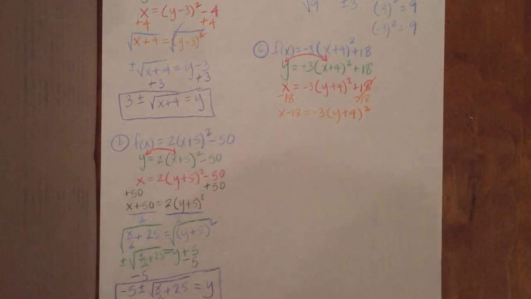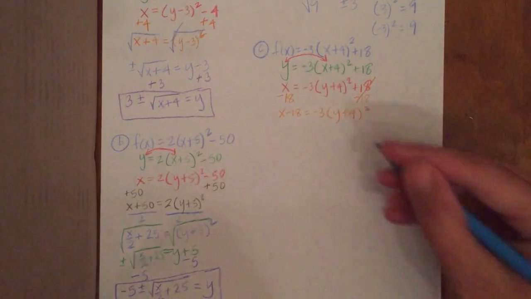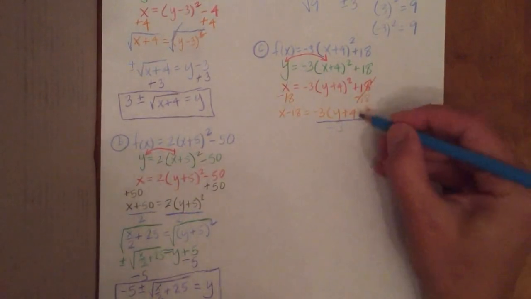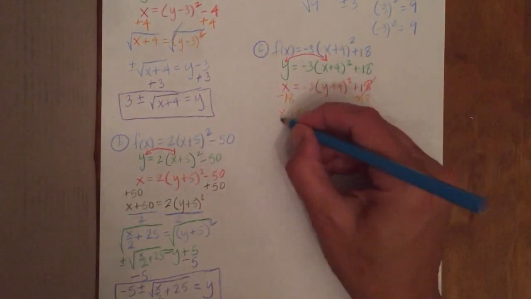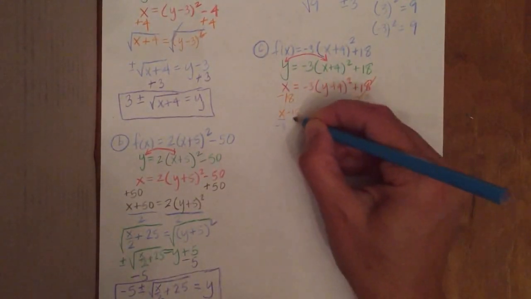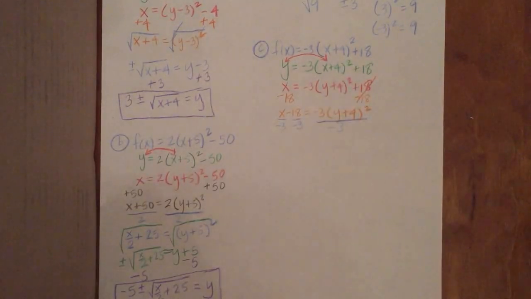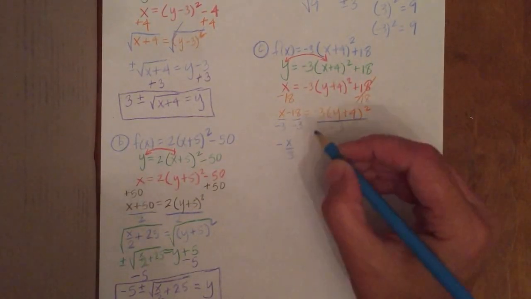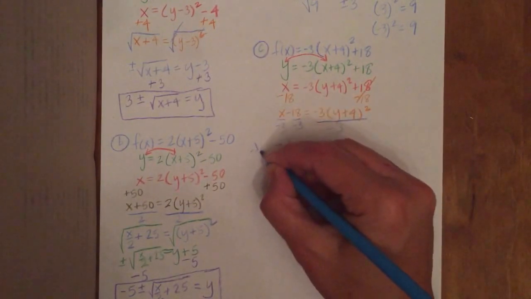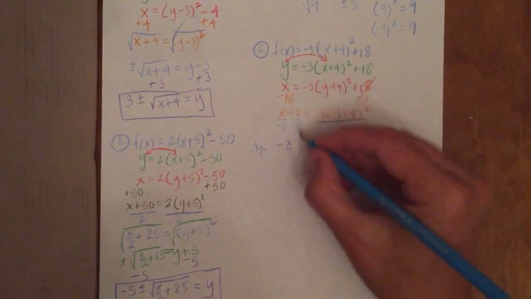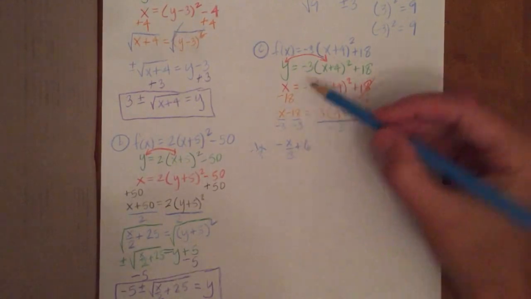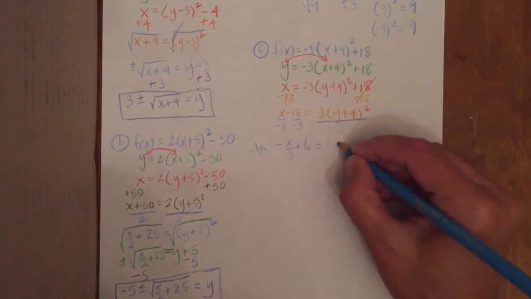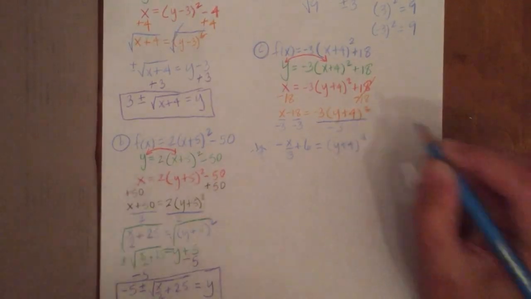So for my next step, I'm going to divide both sides by that negative 3. Don't touch the 4. We're just looking at what's on the outside. So everything gets divided by negative 3, all the terms. So this leaves me with negative x over 3, which is the same thing as negative 1/3 x, however you want to write it, plus 6, because you have a negative over negative, equals y plus 4 squared.